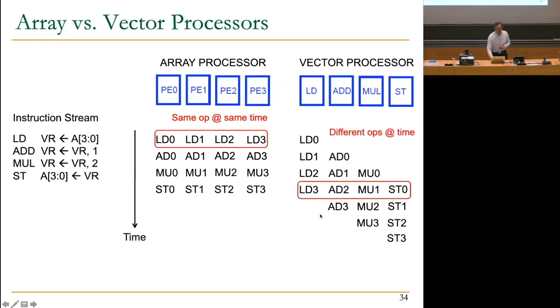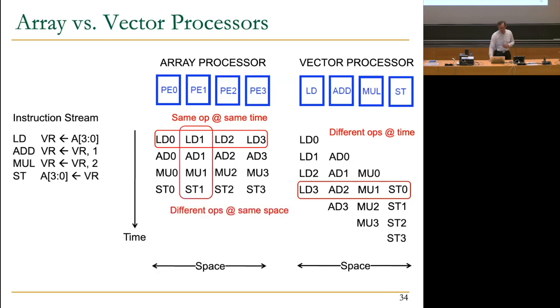But if you look at a vector processor, you do different operations at a given time, right? And in the steady state, you're still doing 4 operations. But that steady state may take some time to reach in the vector processor, as you can see. Okay, so if you look at the space, you do different operations in the same space in the array processor, whereas in the vector processor, you do the same operation in the same space, which is really the huge cost efficiency of a vector processor. That's why vector processors have been really popular until we were able to actually increase the functional units significantly in our systems.